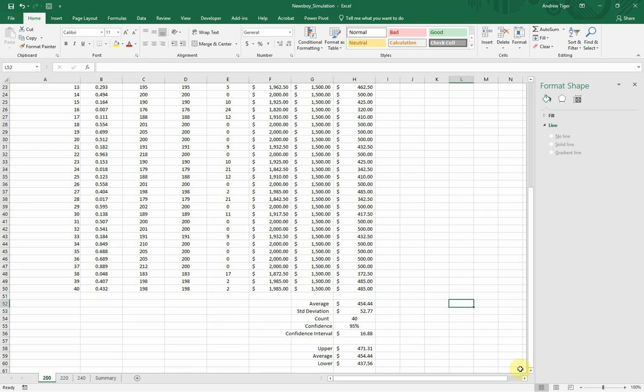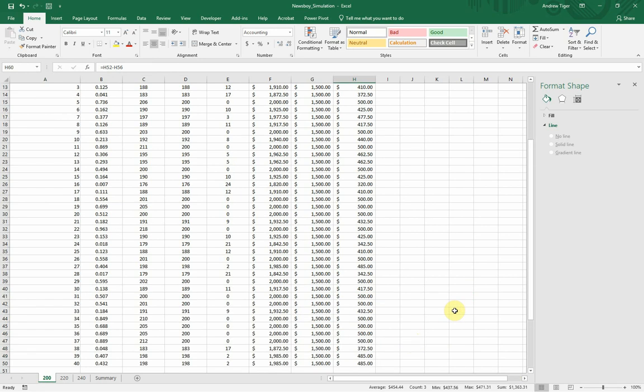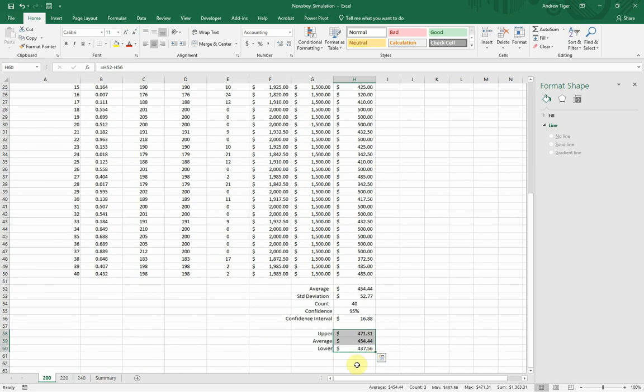So if I wanted to generate a 95% confidence interval, I can take the mean plus this to get this, and the mean minus this to get this. And between these two numbers is a 95% confidence interval. If I let my order quantity be 200, I'm 95% sure that my profit's going to be between 437 and 471 bucks.